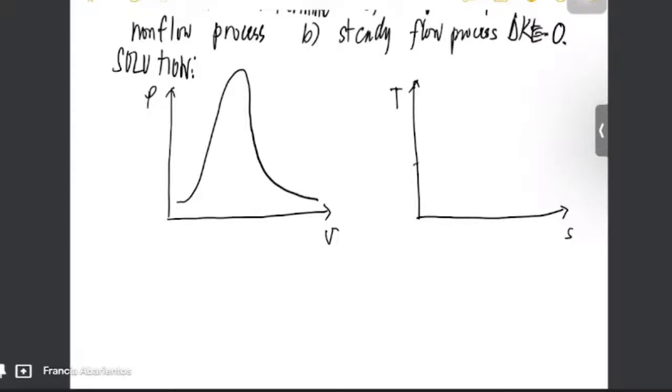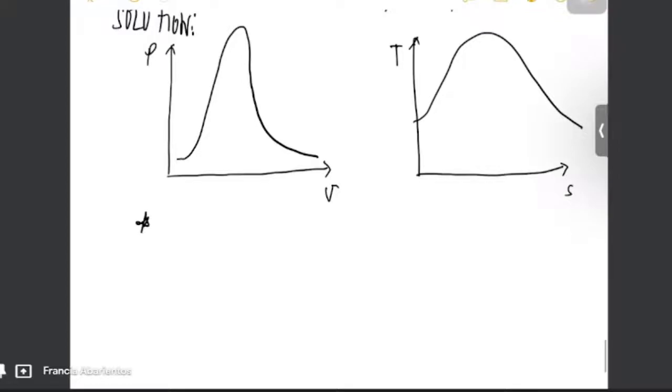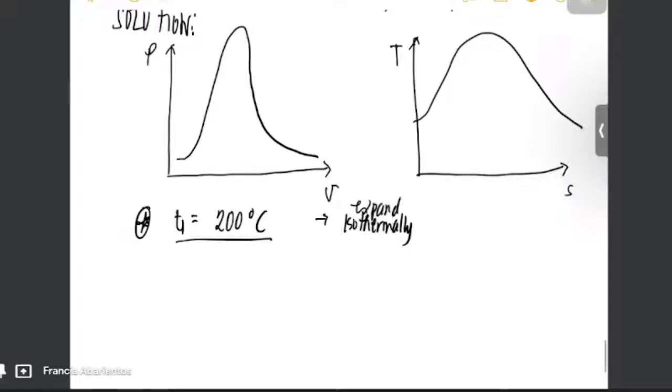We now have the TS diagram. Okay. First step. Given to us is steam at temperature 200 degrees Celsius. This expands isothermally, so automatically temperature at 1 is equal to temperature at 2, wherein our temperature is constant. Okay, equal at 0.1 to 0.2.